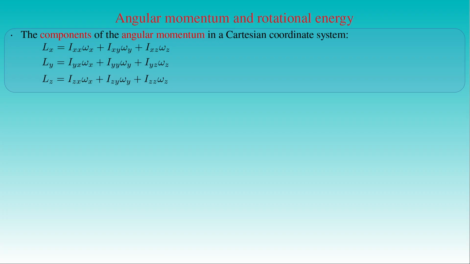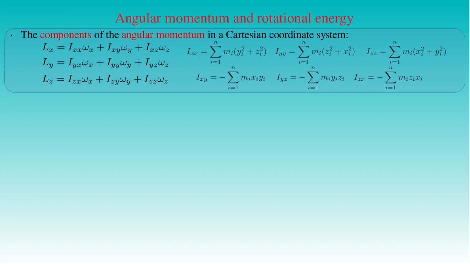Similarly, the z component of the angular momentum L can be written as the product of inertia I sub zx times the x component of omega, plus the product of inertia I sub zy times the y component of omega, plus the moment of inertia I sub zz times the z component of omega. Here we also show all the moments and products of inertia of the body approximated by a system of point masses with respect to the axis of rotation passing through the origin of the coordinate system.